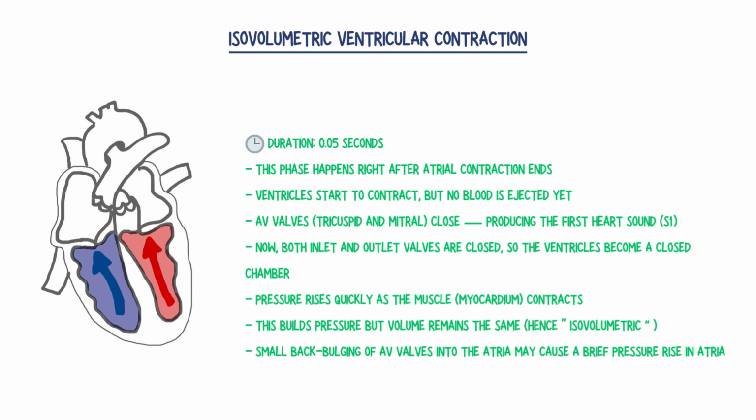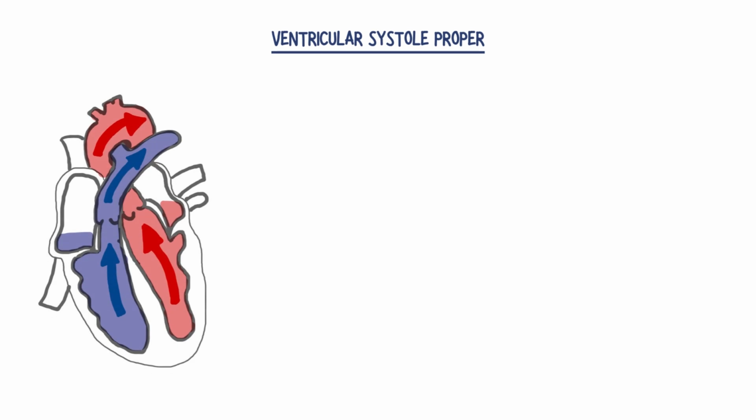The strong contraction also causes a slight bulging of the AV valves into the atria, leading to a small increase in atrial pressure. Now that the ventricles are fully contracted and pressure is high, we enter the next stage, ventricular systole proper. This phase lasts about 0.25 seconds, and it's the part where blood is ejected from the heart.